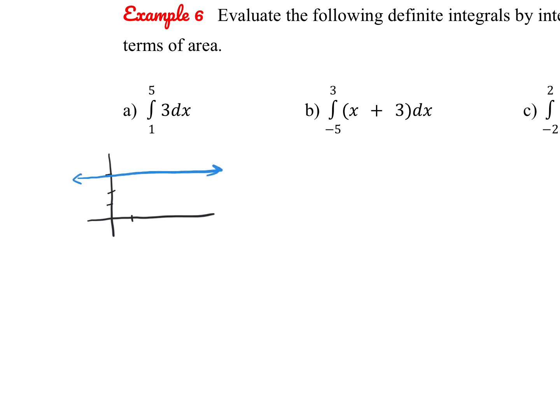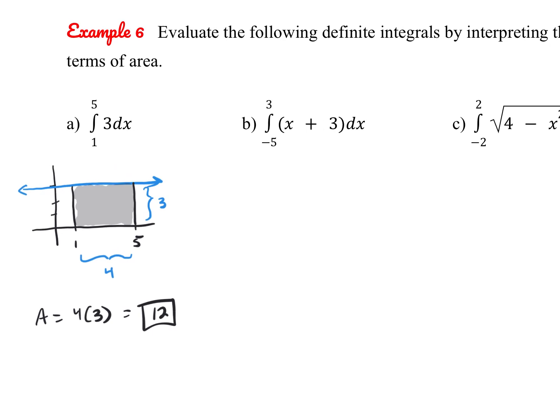And then if we're going from 1 to 5, well, we know that this is just a rectangle, and we can find this area just using geometry. So we know that the area of this rectangle will be our base times height. We can see that our base here is 5 minus 1, which is 4, and our height is constant at 3. So that area, the shaded area, which is what this definite integral represents, is simply 4 times 3, which is 12. There you have it.